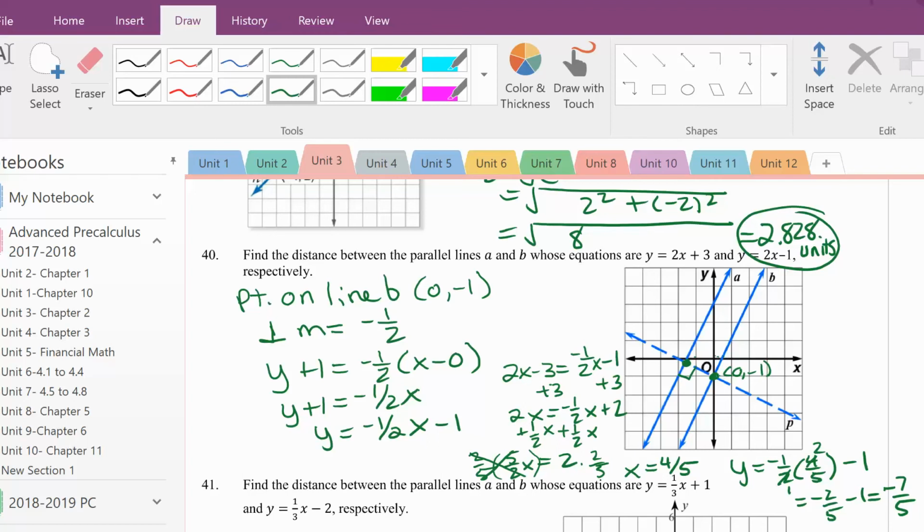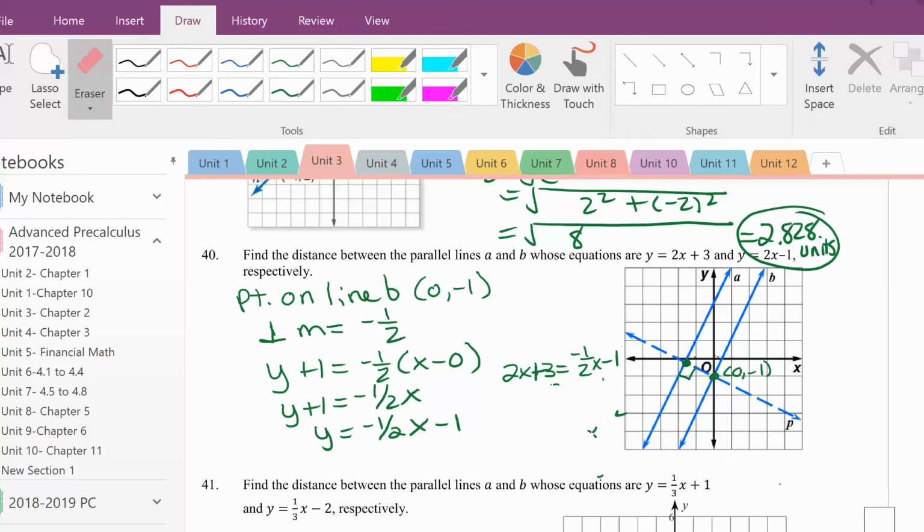Sorry, I made a mistake up here because I said this is 2x minus 3. It's 2x plus 3. So that changes a bunch of stuff here. So let me just quickly do that over again.